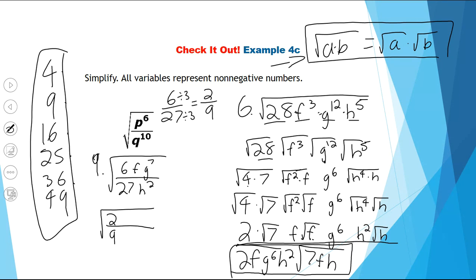And of course I have h's in the denominator, however there are no h's in the numerator to cancel out with. So really I can't cancel any of those variables out. They're all going to be just sort of the same here. F g to the 7th h squared. But I've simplified the fraction. So in theory, it's going to make the problem a little bit easier, a little less complicated.